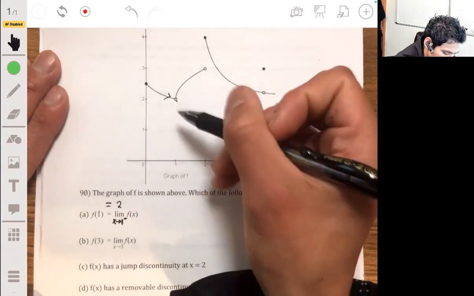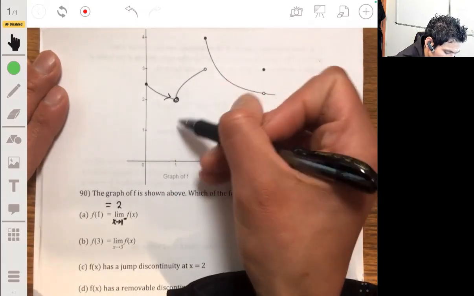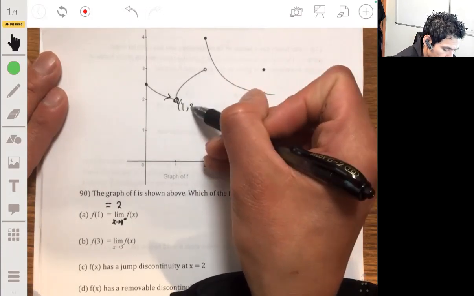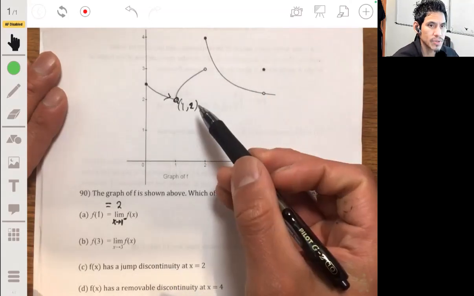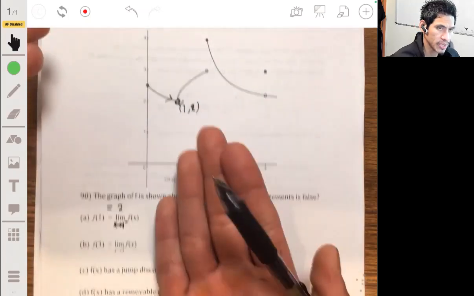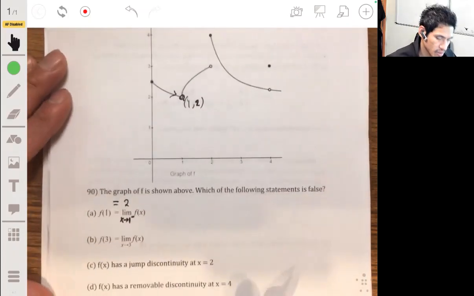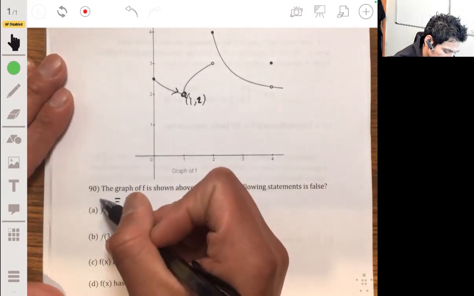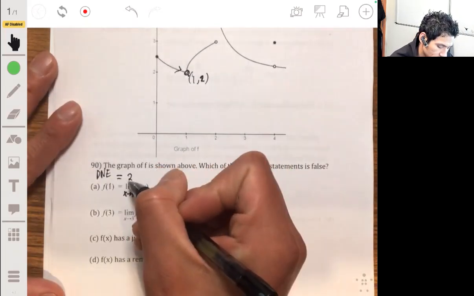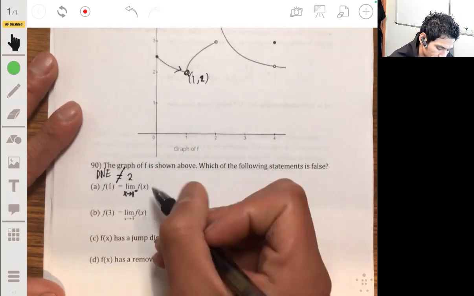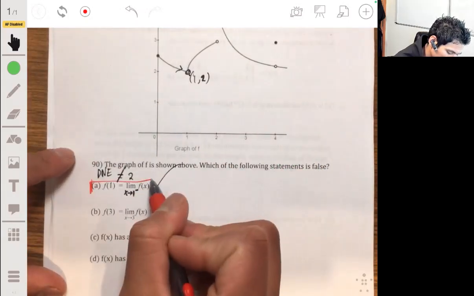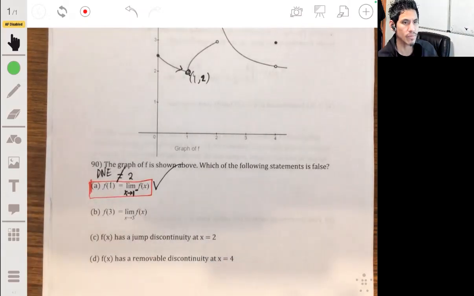But what's f of 1 equal to? If you look here, there's an open circle at (1, 2). So f of 1 is actually not equal to 2. F of 1 doesn't exist, because there's no point on the graph at x equals 1. So f of 1 is undefined, and that's not going to be equal to 2. So right away, the first statement is false. It's going to be A. That was simple.